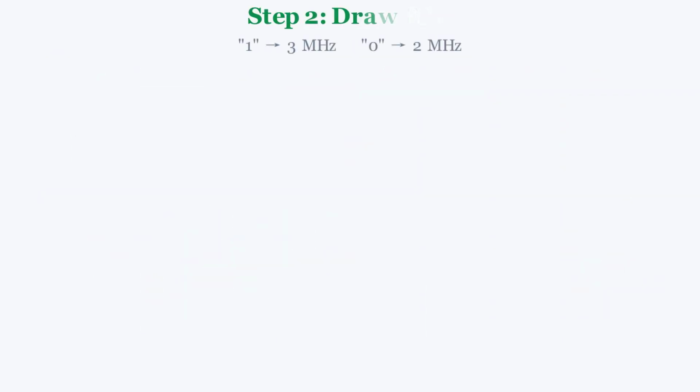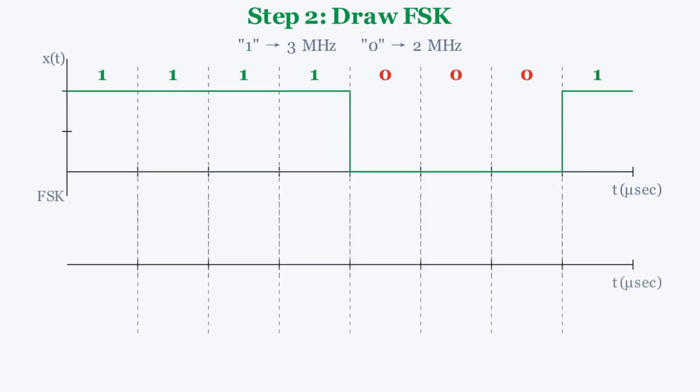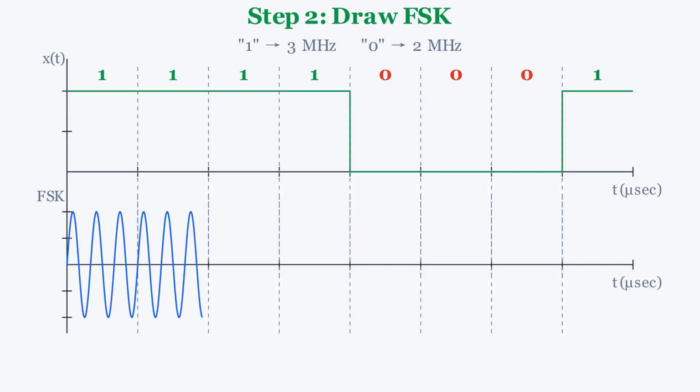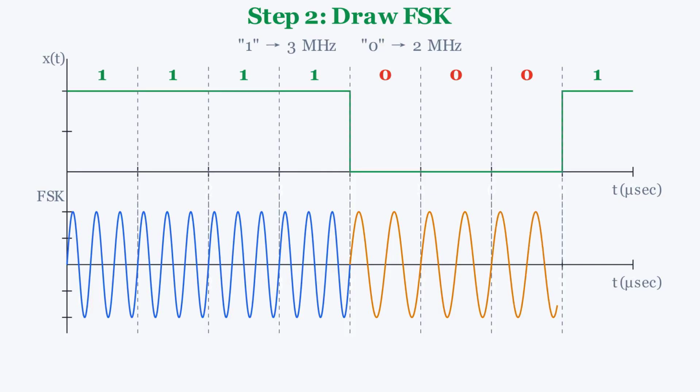Now FSK. The rule is, a 1 is sent as sine of 6 times 10 to the 6 pi t, 3 MHz, and a 0 is sent as sine of 4 times 10 to the 6 pi t, 2 MHz. 3 cycles per microsecond for a 1, 2 cycles per microsecond for a 0. Walk along x of t. Bits 1 through 4 are 1s, 12 cycles of the fast tone over 4 microseconds. Bits 5, 6, 7 are zeros, 6 cycles of the slow tone over 3 microseconds. Bit 8 is a 1, 3 cycles of the fast tone in the last microsecond.